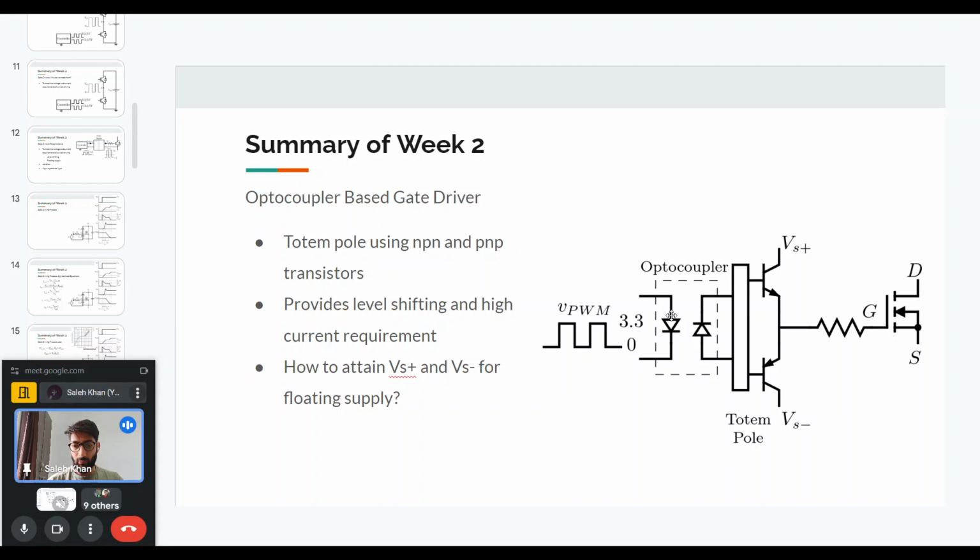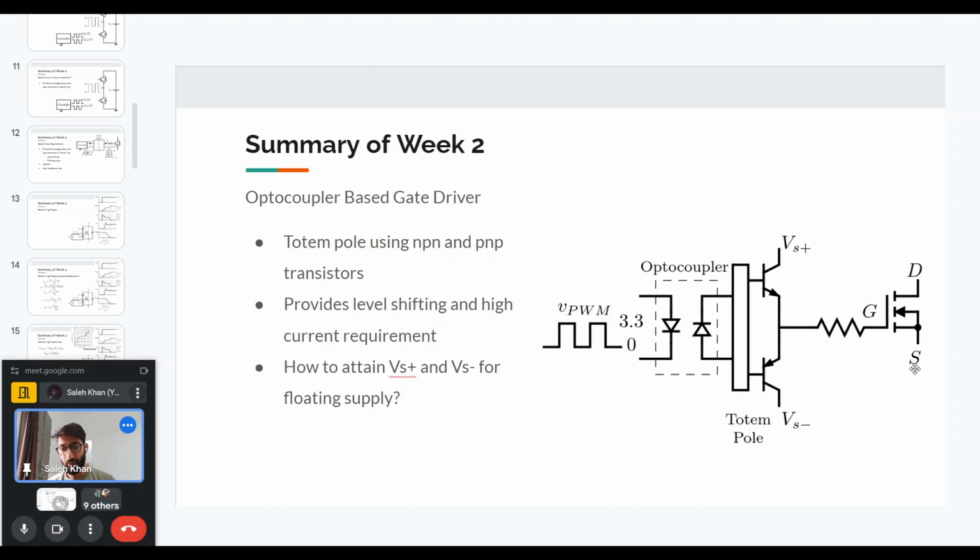So what we have is, after the optocoupler, this optocoupler output is connected to a circuit that is shown here, which is a totem pole circuit, where we have two transistors. One is an NPN transistor and another is a PNP transistor. And one side, the NPN transistor, is connected to Vs plus, which in this case will be plus 15 volt with respect to the source of the MOSFET here. So this plus 15 should be with respect to the source.